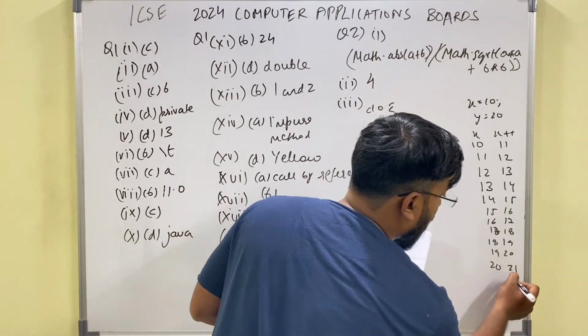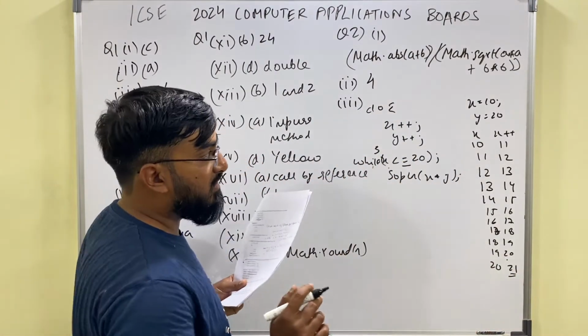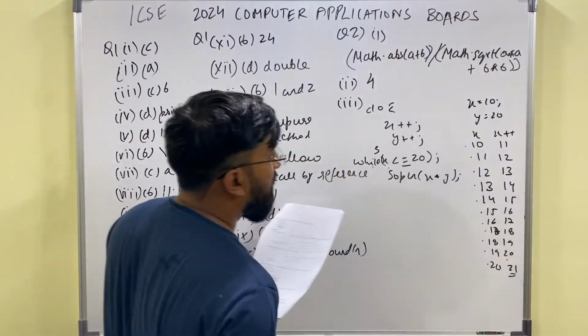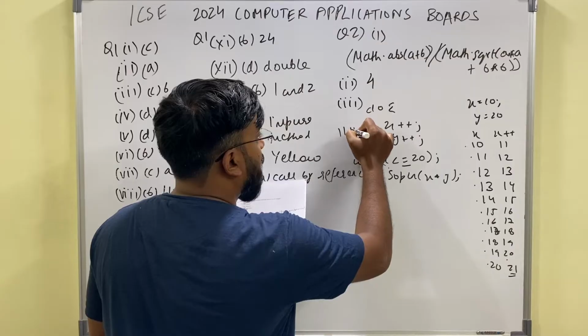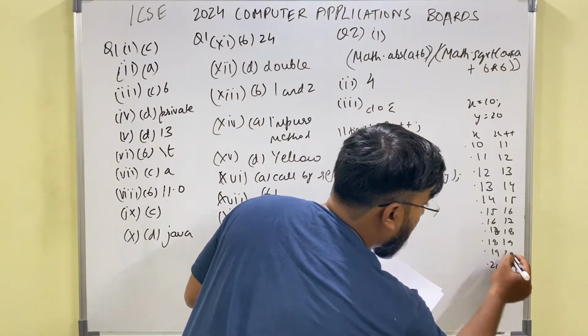It is when x equals 21 that the loop breaks. When x becomes 20, 20 less than equal to 20 is still true. So 1, 2, 3, 4, 5, 6, 7, 8, 9, 10, 11. The loop runs 11 times, and x stops at 21.